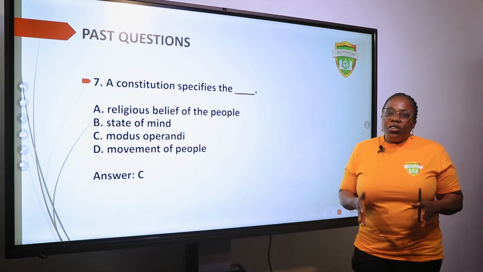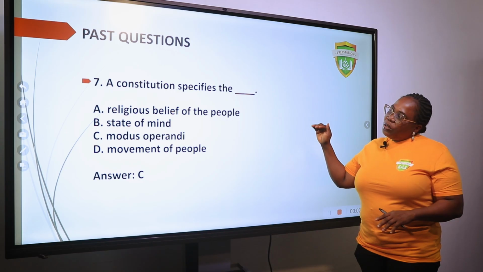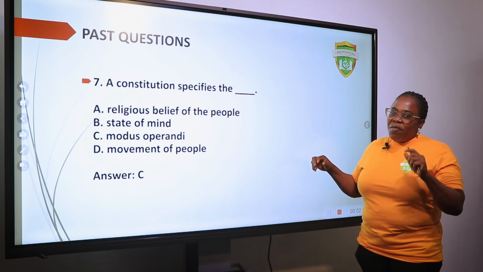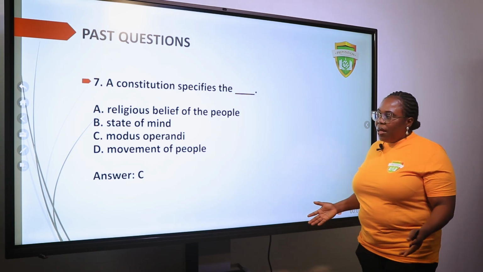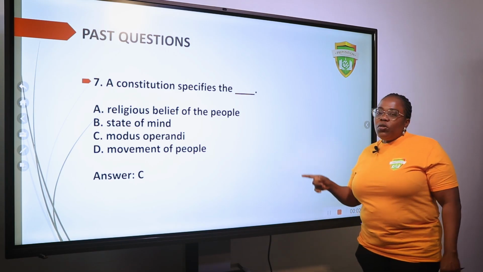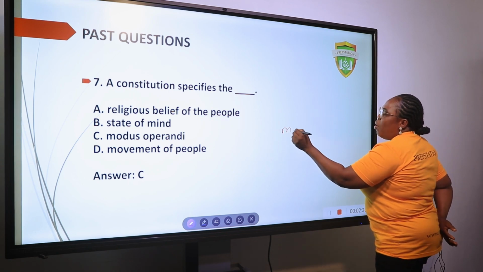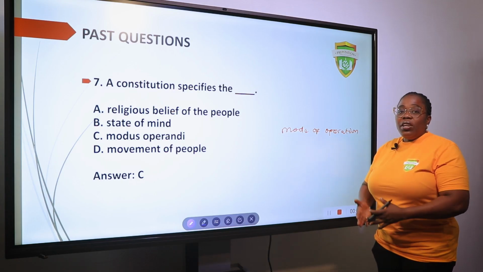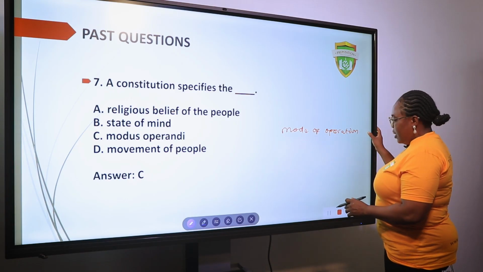It says, a constitution specifies dash, the dash. Now, if you go through the features or the characteristics of a constitution, there are some things that are very important. It's not religious belief of the people, no. It's not state of mind either. It's not movement of the people. It is modus operandi. And what's the meaning of modus operandi? Modus operandi means mode of operation. The mode of operation, what the Constitution entails. How does it function? So that is the answer. C, modus operandi. Take note of that.